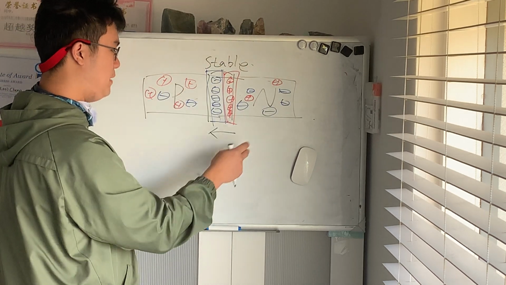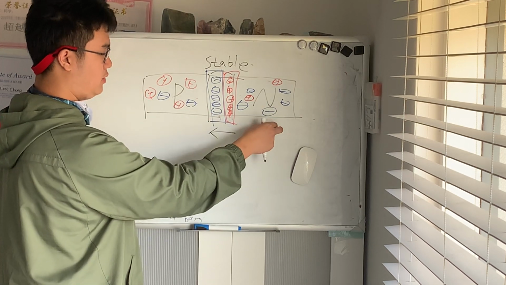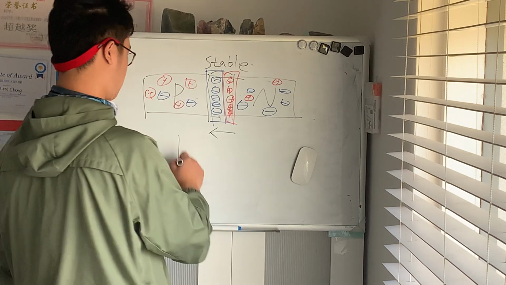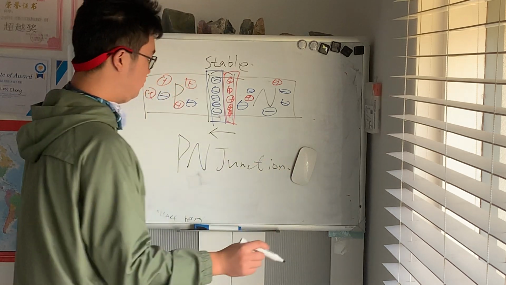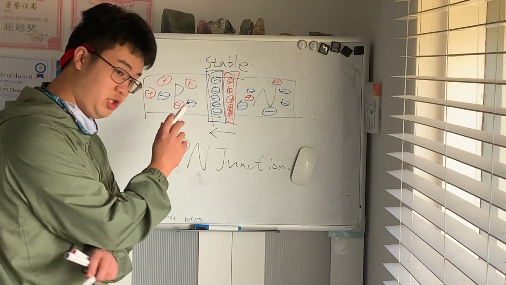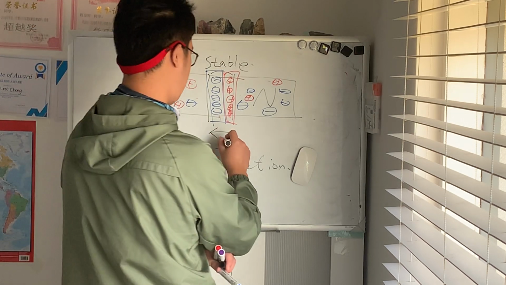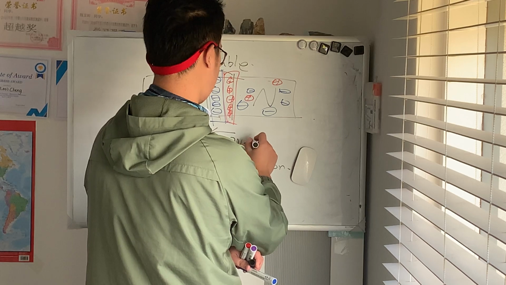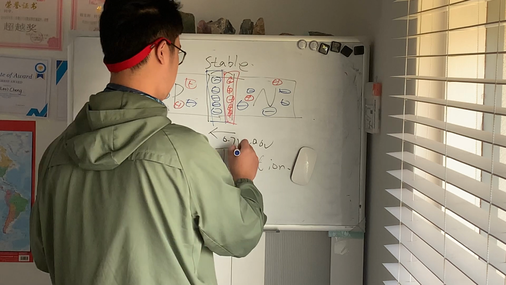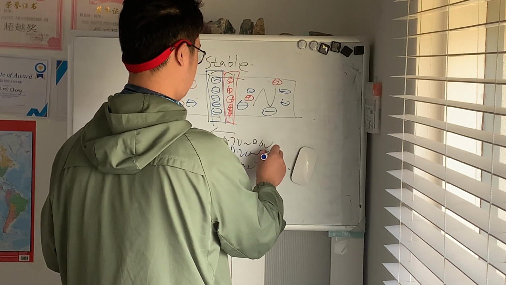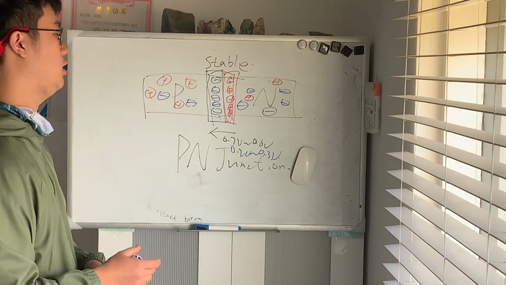And then I'm going to tell you about the semiconductor used to make this structure, which is called a p-n junction. A p-n junction is just a p-type semiconductor connected with an n-type semiconductor. If this p-n junction is made up of silicon, this value is between 0.6 volts and 0.7 volts. But if it's made by germanium, it's 0.2 volts to 0.3 volts. A pretty small number, yeah.